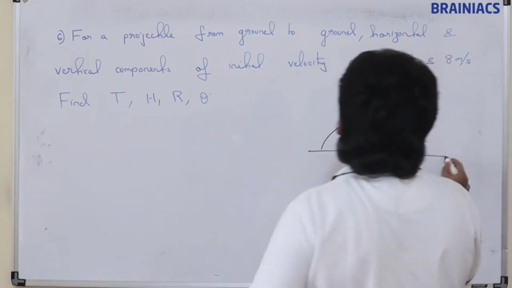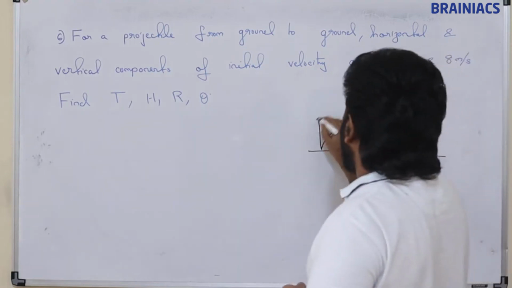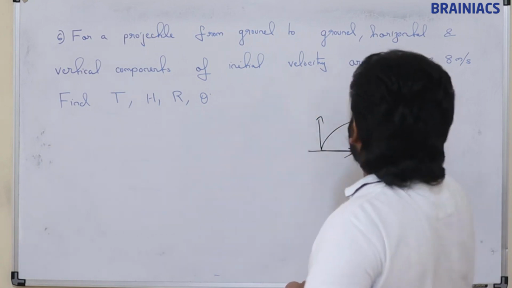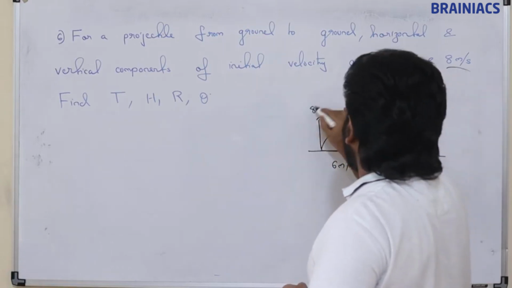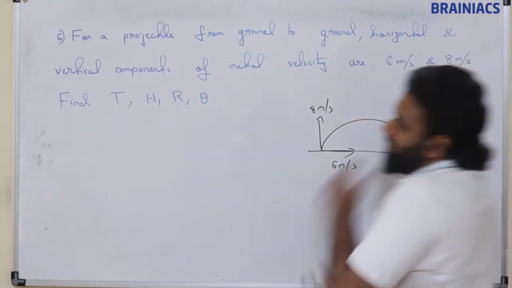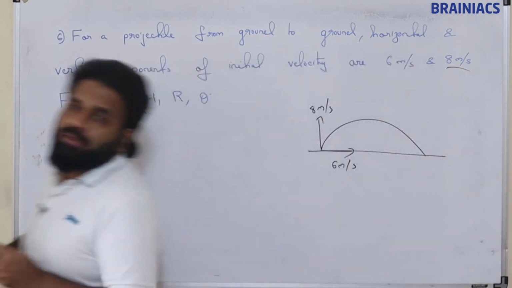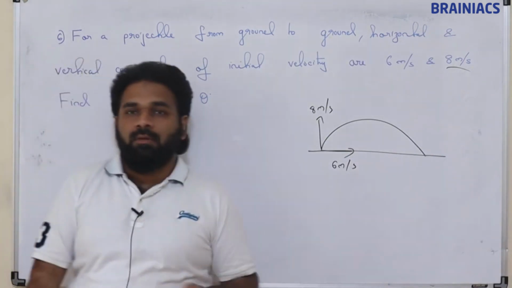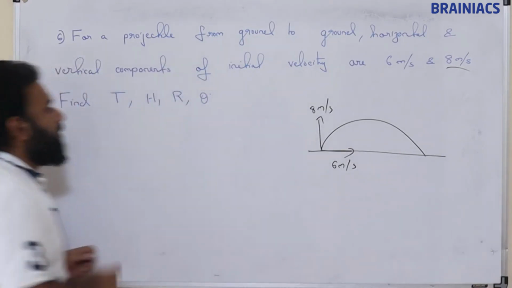Next question, for a projectile from ground to ground, just like this. Horizontal and vertical components of initial velocity: horizontal component is 6 meter per second and vertical component is given as 8 meter per second. Now we need to find time of flight, maximum height, range and the angle of projection. So just pause the screen and try yourself, then verify the answer here.